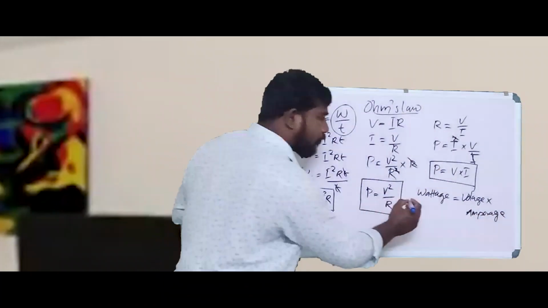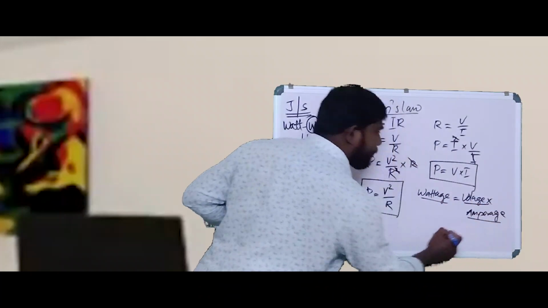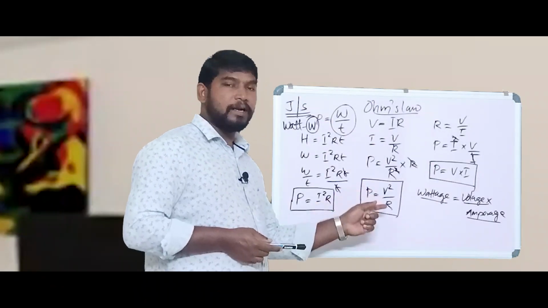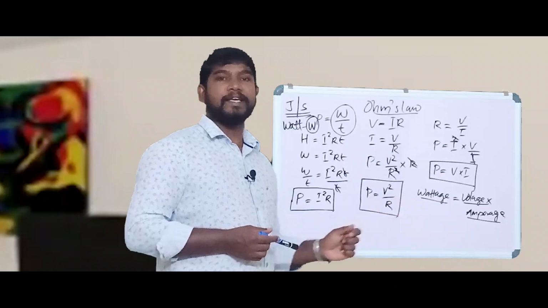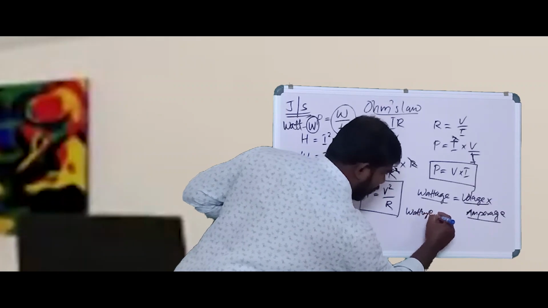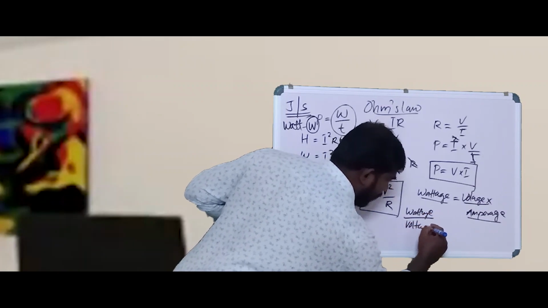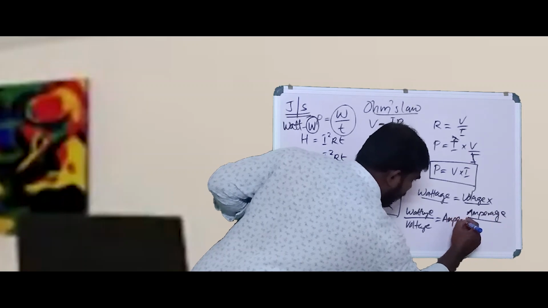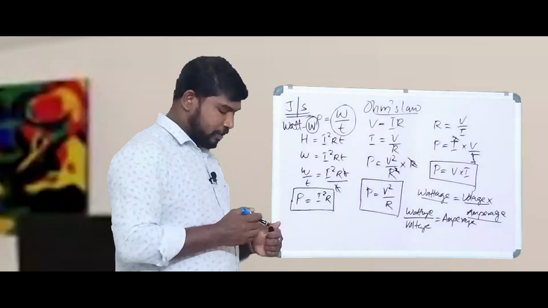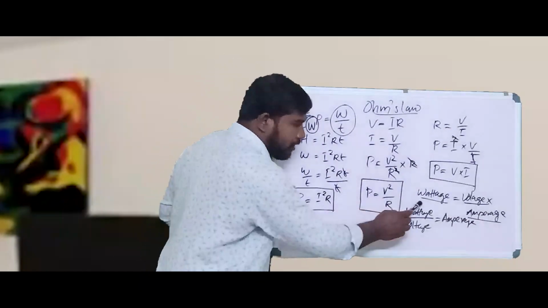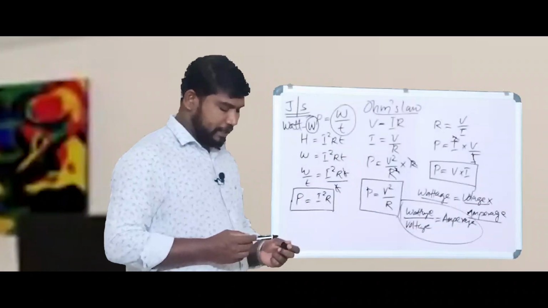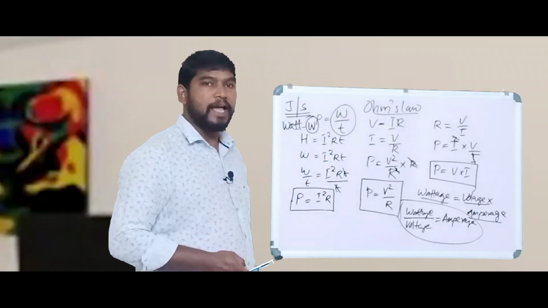So we can write wattage is equal to voltage into amperage, and a common equation, wattage by voltage is equal to amperage. That is another equation we have. This is a very important equation: wattage by voltage is equal to amperage.